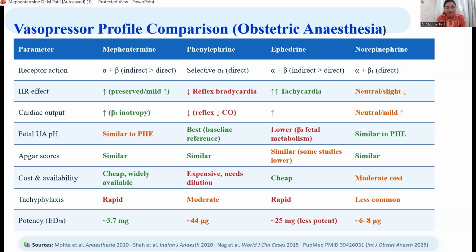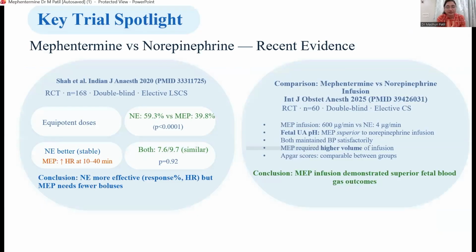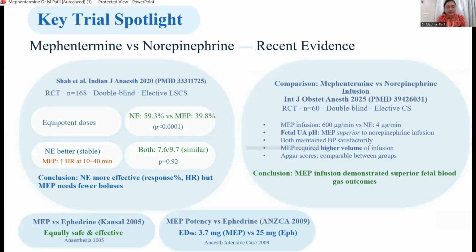Potency: the ED50 of mefentermine is around 3.7 mg, whereas phenylephrine is around 44 microgram, ephedrine is around 25 mg, and norepinephrine is 6 to 8 microgram. A study conducted between mefentermine and norepinephrine concluded that norepinephrine is more effective in terms of responses, but mefentermine needs fewer boluses.